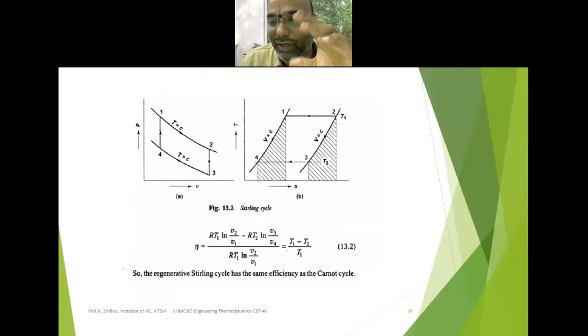Normally the air engines are very important, so to predict the performance of air engines, it is very important to know how to calculate the air standard efficiencies of the Stirling cycle, Ericsson cycle and Atkinson cycle. The Stirling cycle consists of two reversible isothermal processes and two reversible constant volume processes. Coming to the efficiency, it is exactly similar to the Carnot cycle, that is (T1 minus T2) by T1.